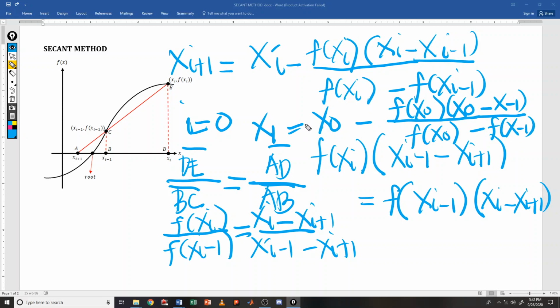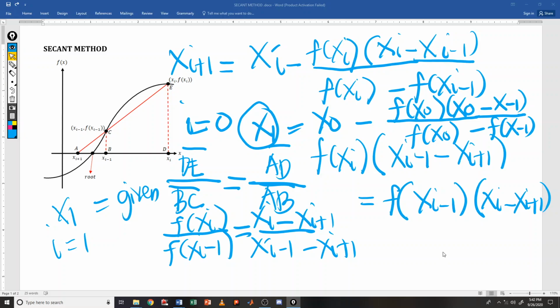But usually x1 in the secant method is initially given. So if x1 is given, you will start at i equal to 1. Usually in the secant method, x1 and x0 are already given, because those are the two endpoints of the interval we are using, since the root is between them.